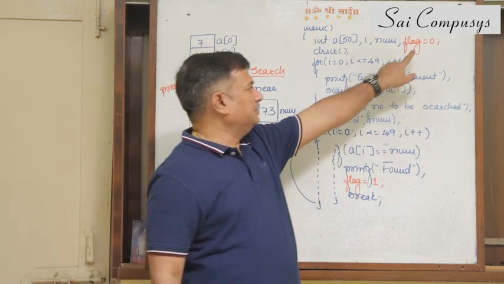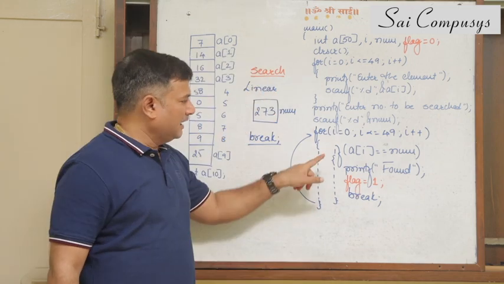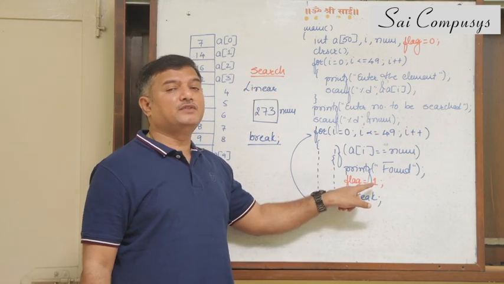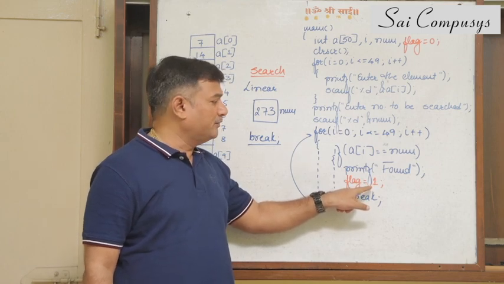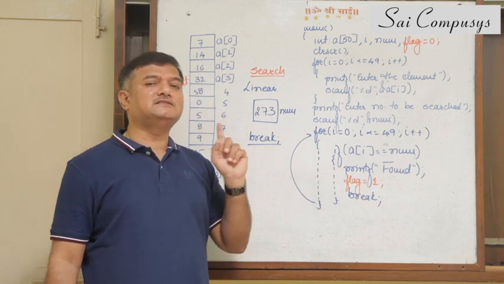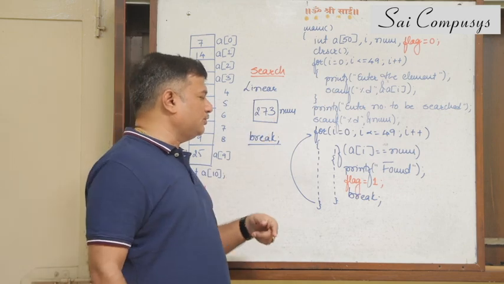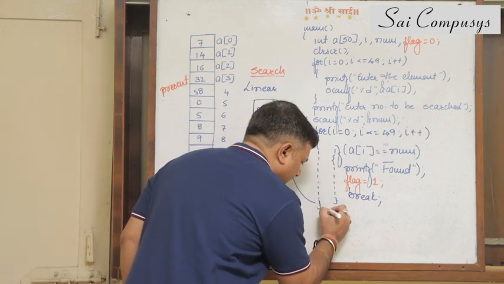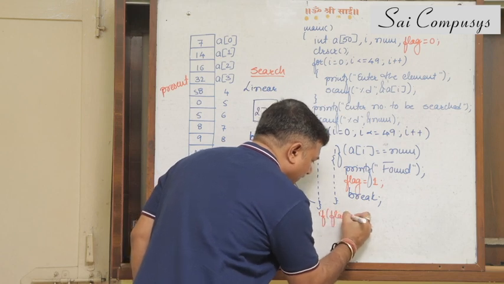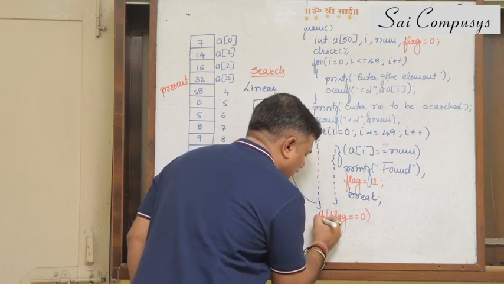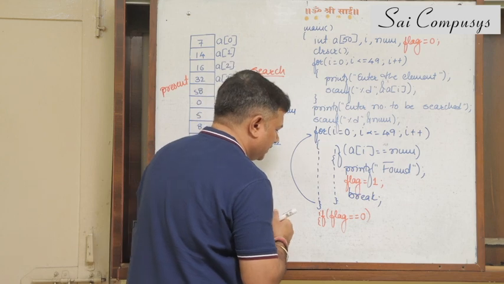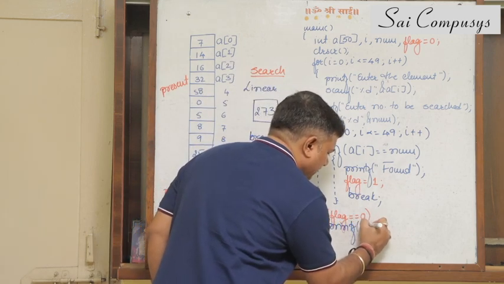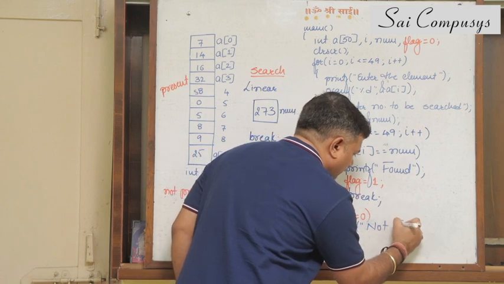Now see, initial flag was 0. If the number was found, flag is set to 1. But if the number is not found, flag will never become 1. It will remain as 0. So at the completion of the loop, here I put a condition. If flag is 0, I can always conclude over here that the number is not present. That's a printf number not found.